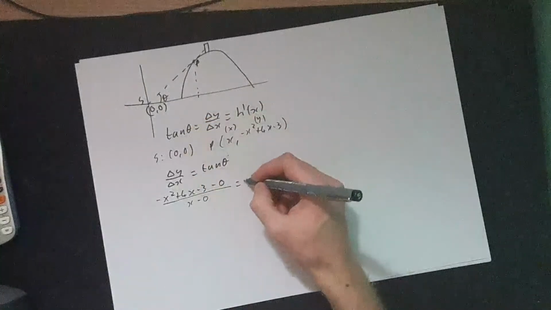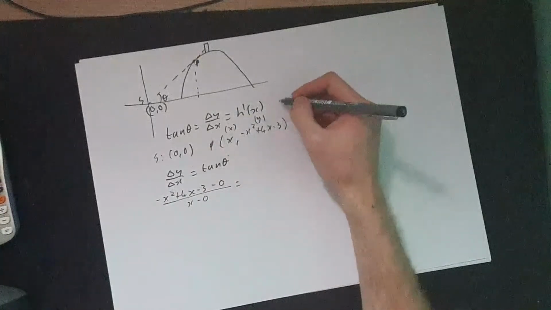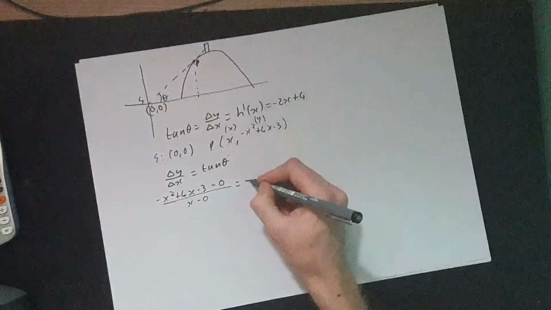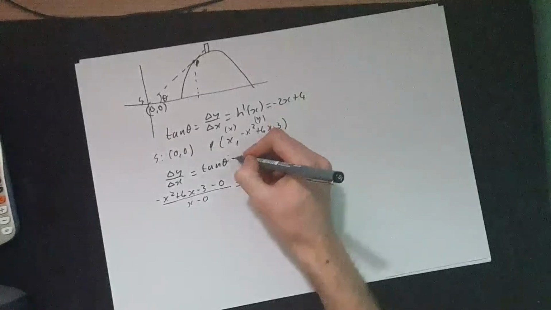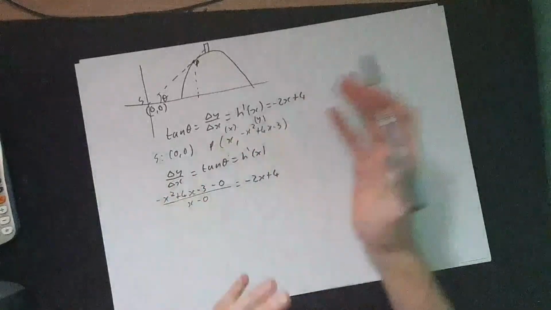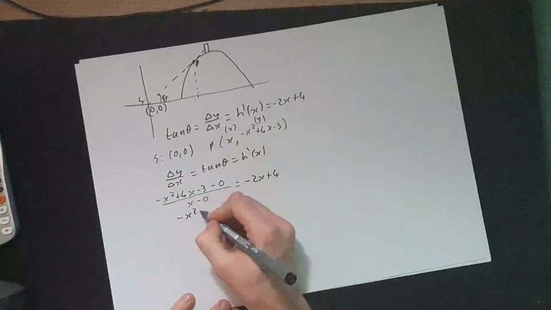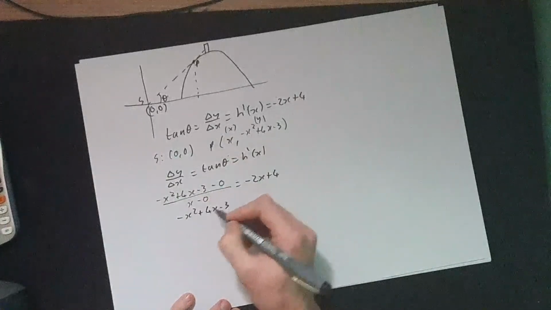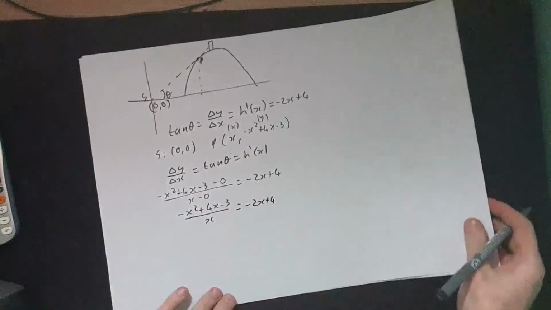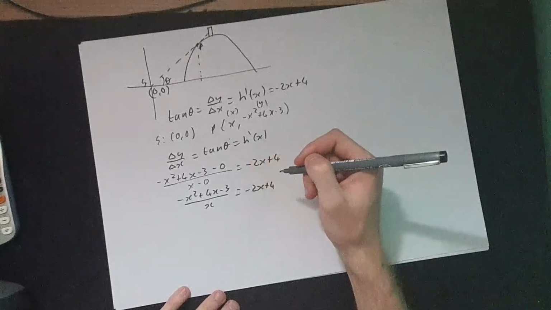So what do they want us to do? What was my derivative? Let's find the second derivative. It was minus 2x plus 4. So this is equal to minus 2x plus 4. Why? Because tan of theta equals h prime of x. So I was on the right track. I just didn't substitute in the right things at the right time. So now we have the following expression: minus x squared plus 4x minus 3, divided by x, equals minus 2x plus 4. Aha, this makes sense now. Now that we have this, we can solve for x.